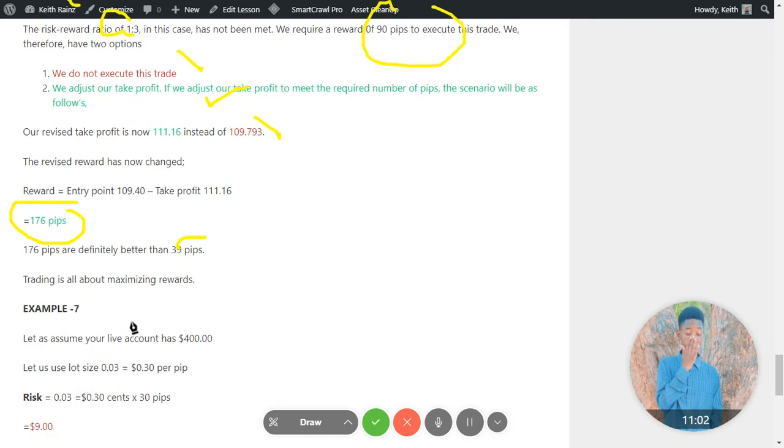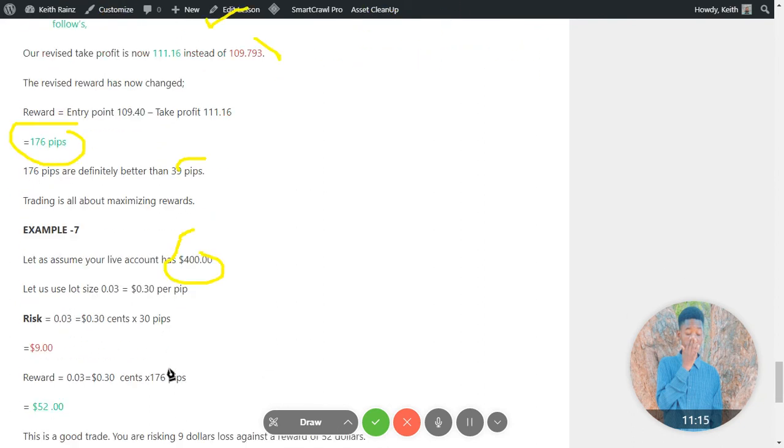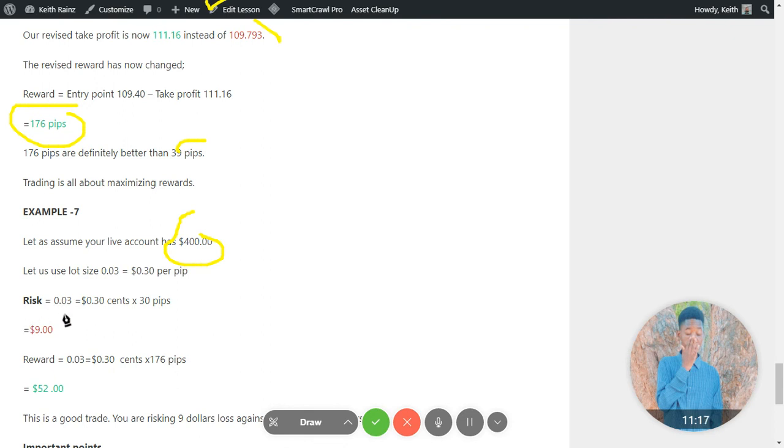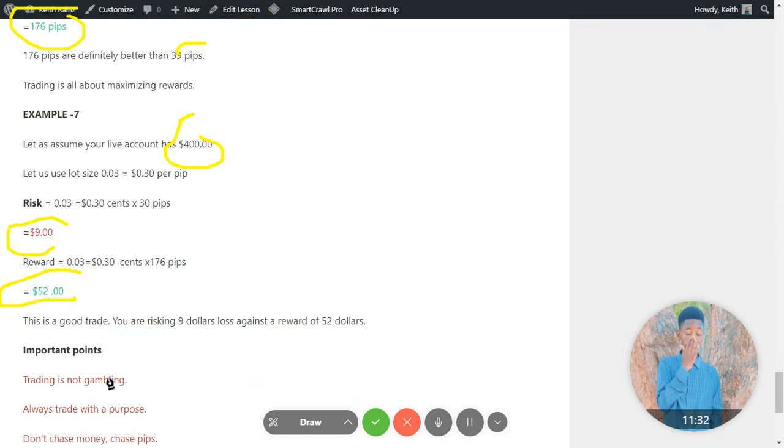Let's go to example number 7. Let's assume that you have a live account or a demo account which has $400, and let us use the lot size of 0.03, which is $0.30 per pip. So the risk is $0.30 times 30 pips, which will give us $9 as our risk, and the reward will be $52, which is also good because there's a ratio of 1 to 3. So this is a good trade. We are risking $9 against a reward of $50.